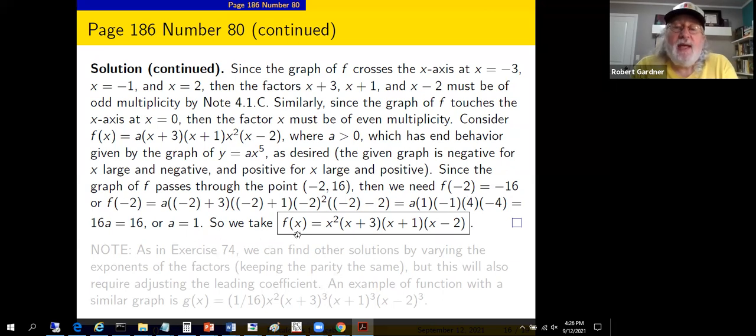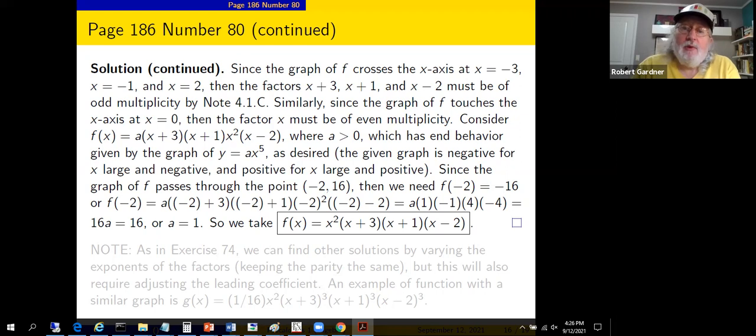So we could take f of x to be x squared, x plus 3, x plus 1, x minus 2. This has the correct intercepts. It passes through that point. It crosses the x-axis where it's supposed to, and it touches the x-axis where it's supposed to. So there. But we could have made different choices for the exponents.